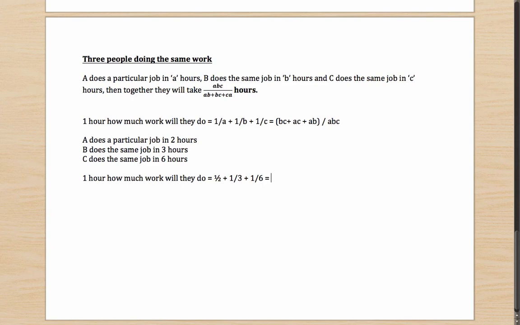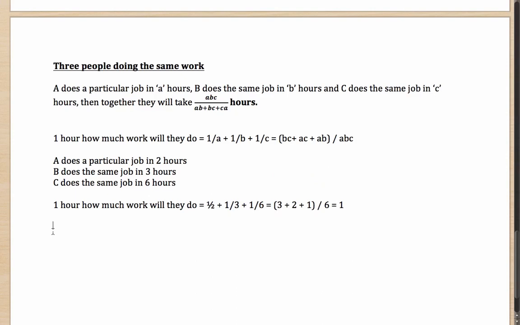Now, if you add 1 by 2 plus 1 by 3 plus 1 by 6, what happens? Well, your LCM of 2, 3 and 6 comes out as 6. In your numerator, you will have 3 plus 2 plus 1, and 3 plus 2 plus 1 is 6 by 6, which comes out as 1. So, they will be able to finish the entire task in 1 hour.